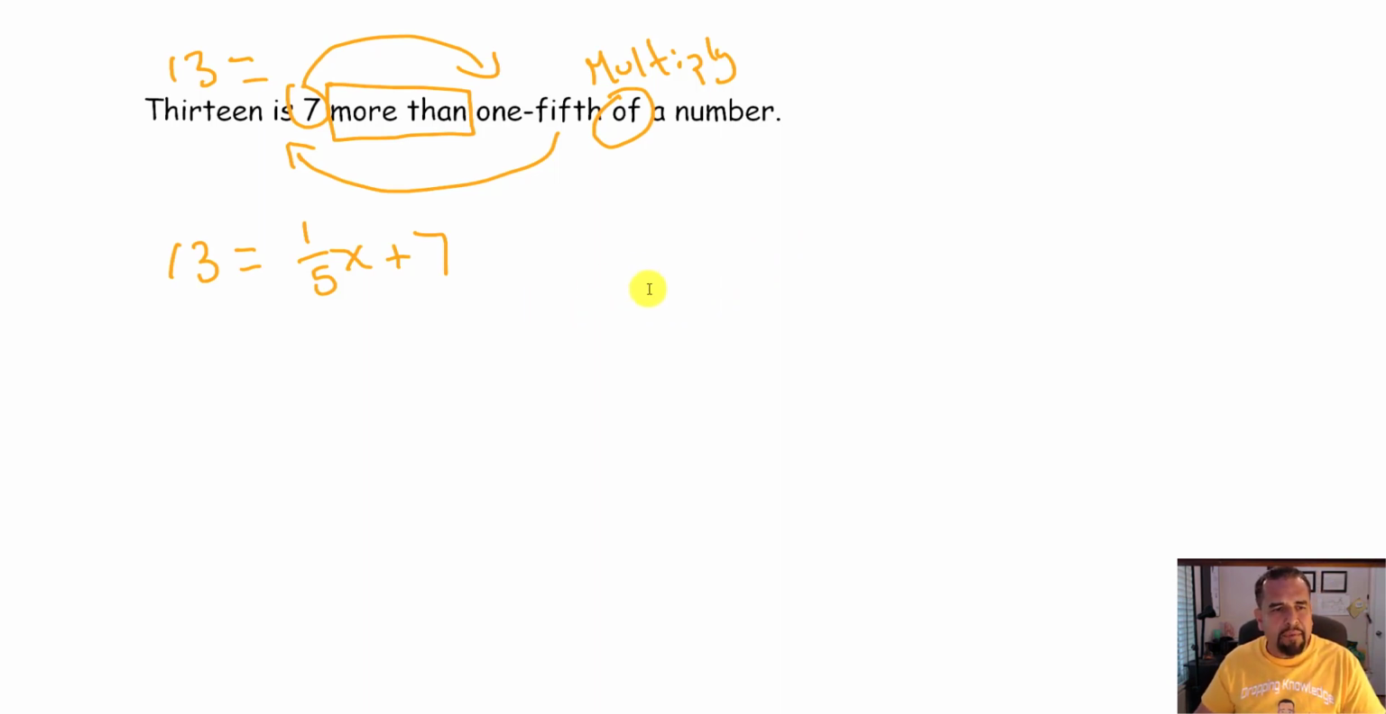Of course, before solving it, one of the common questions, well, can I write 1/5 x plus 7 equals 13? Sure. All you did was take this equals 13 and move it from this side to this side, yeah, it still equals 13. It's the same thing. Not a problem.